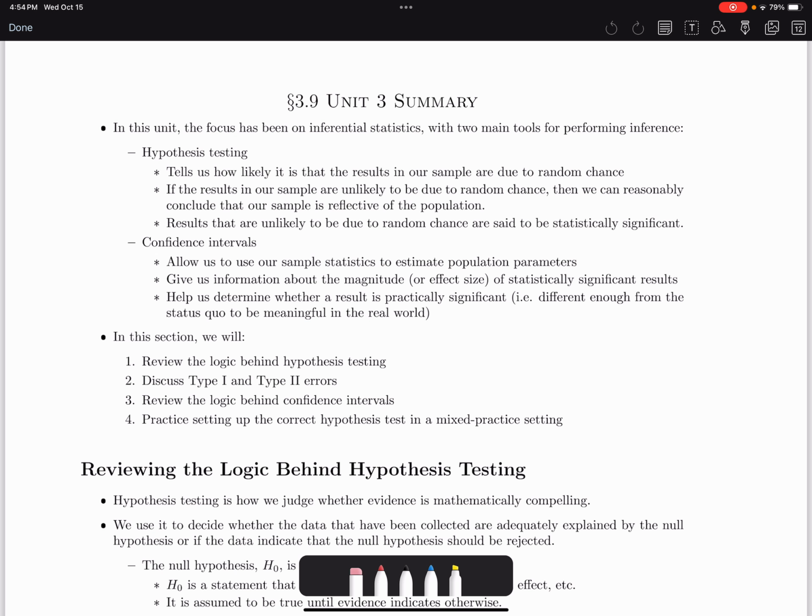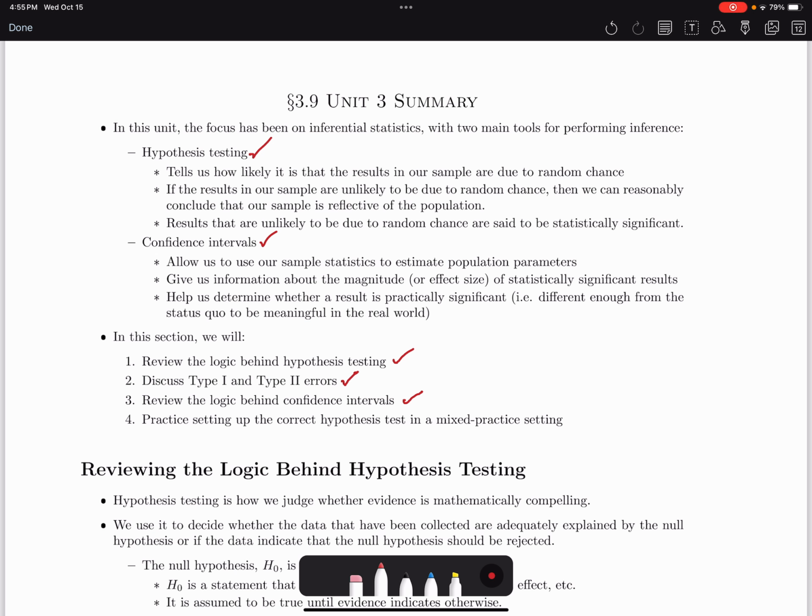There will be one new topic here that we haven't discussed, and that's type 1 and type 2 errors, but they're related to hypothesis testing, so it shouldn't be too difficult to grasp what's going on there. In this unit, we were focusing on inferential statistics, and there are two main tools that we use to perform inference. One of them is hypothesis testing, and the other is confidence intervals. So what I want to do in this section is take some time to review each of those things. And while we're reviewing the logic behind hypothesis testing, we'll discuss type 1 and type 2 errors. That's, like I said, the only new thing in this section.